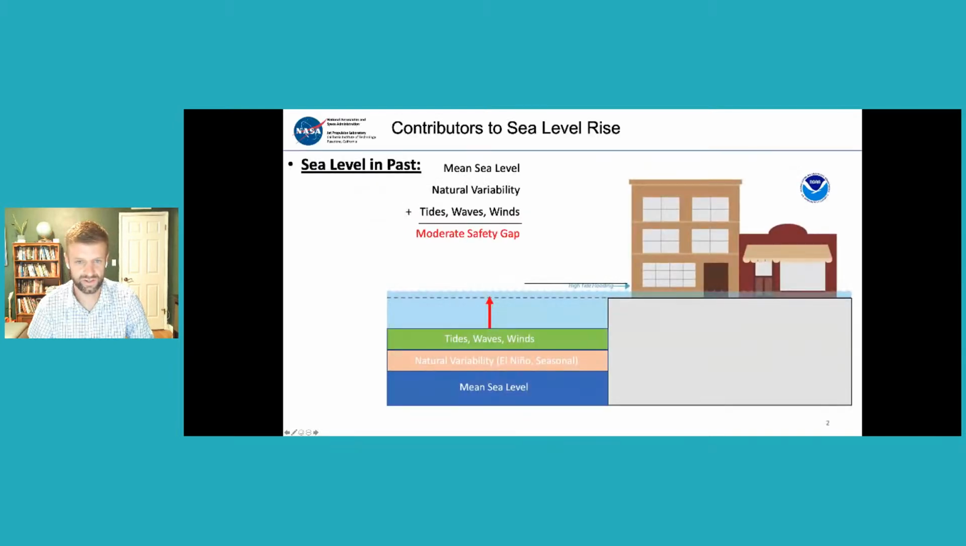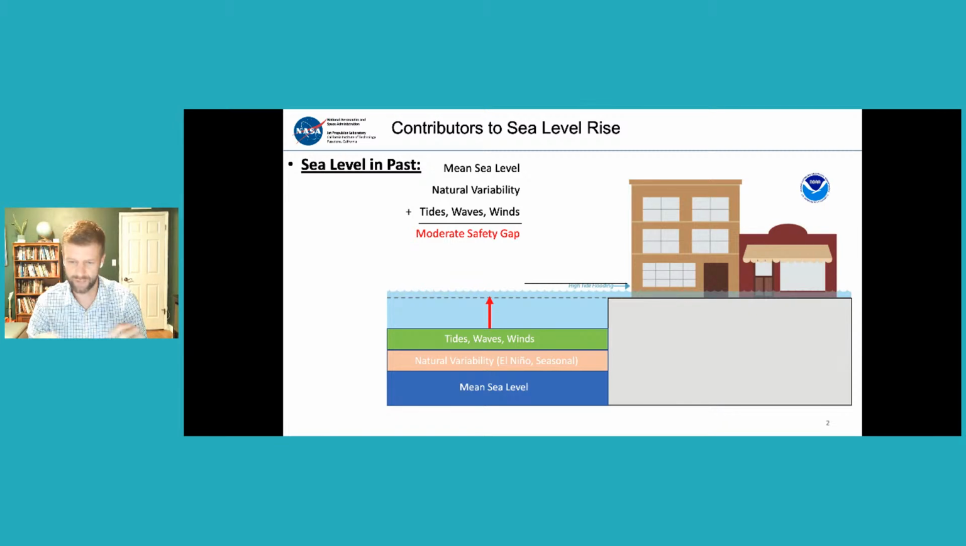All right, so just to start out here, I have this very simple schematic of sea level rise and why it matters. This is just a way of showing how sea level has changed from the past to where we are now. So here I'm showing just a simple example of sea level in the past and what actually drives or causes sea level to change.